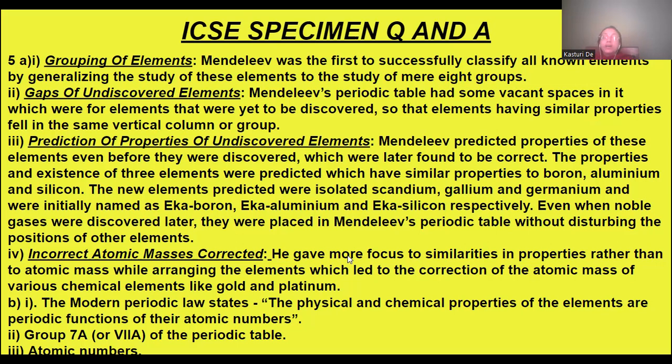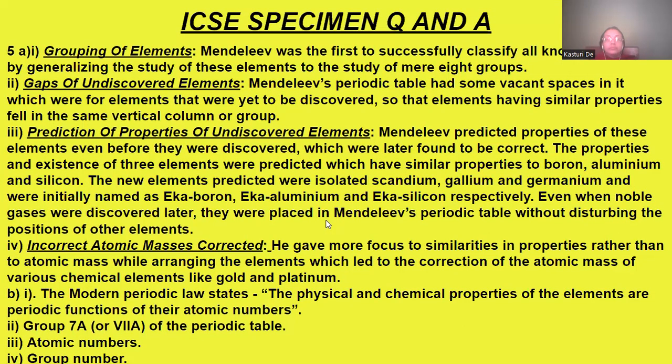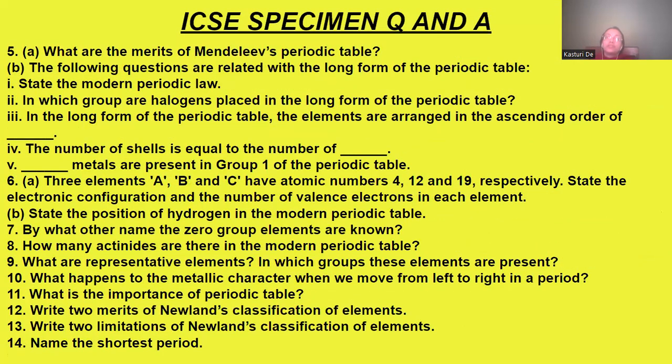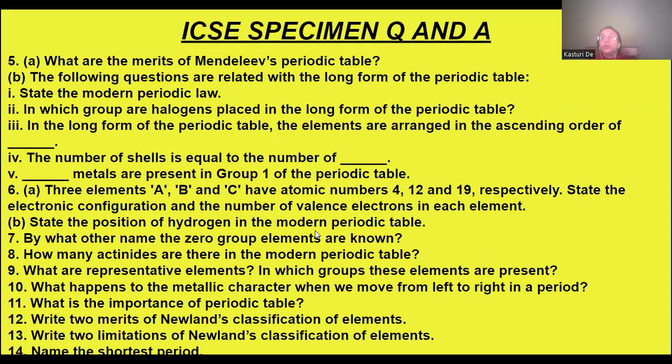Okay. Now, the next questions are related to the long form of the periodic table. State the modern periodic law. In which group are the halogens placed in the long form of the periodic table? In the long form of the periodic table, the elements are arranged in ascending order of dash. The number of shells is equal to number of dash. Metals are present in group 1 of the periodic table. So let us see.